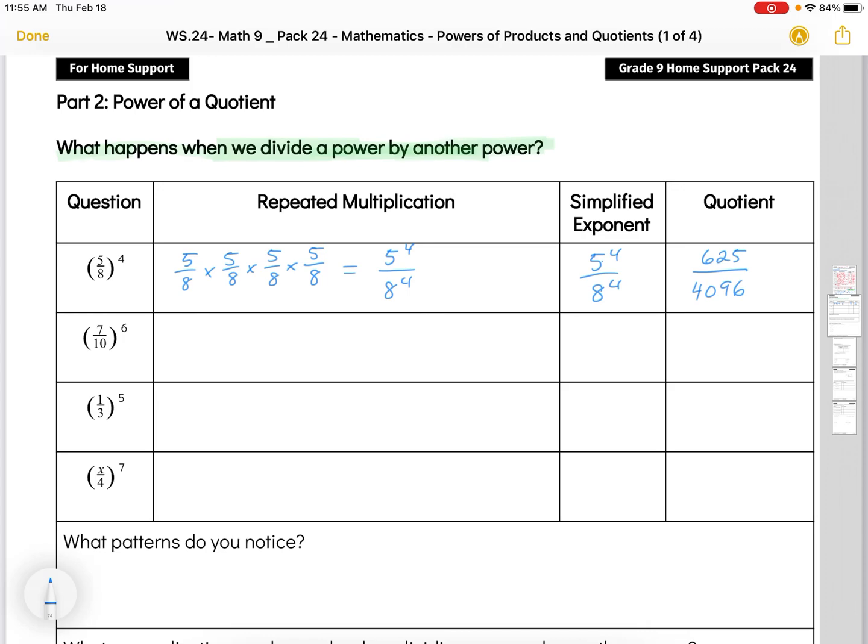Next one, 7 to the 10th, all to the 6th. So on the top, I'm going to have 7 times 7 times 7 times 7 times 7 times 7. And on the bottom, I'm going to have 10 times 10 times 10 times 10 times 10 times 10. So what I would get is 7 to the 6th over 10 to the 6th. And when we evaluate this, 7 to the 6th is 117649, and 10 to the 6th is a 1 with 6 zeros. We know that, right? Okay.